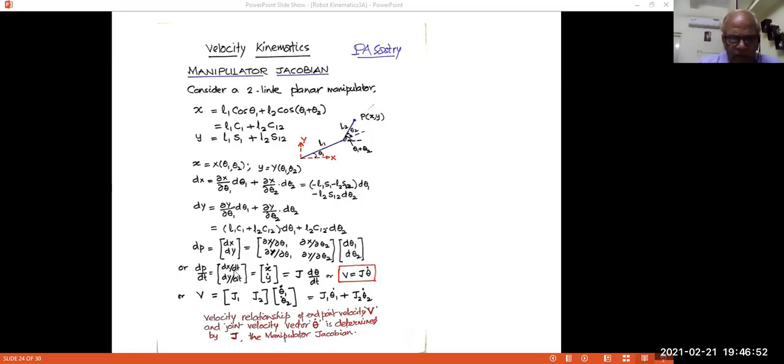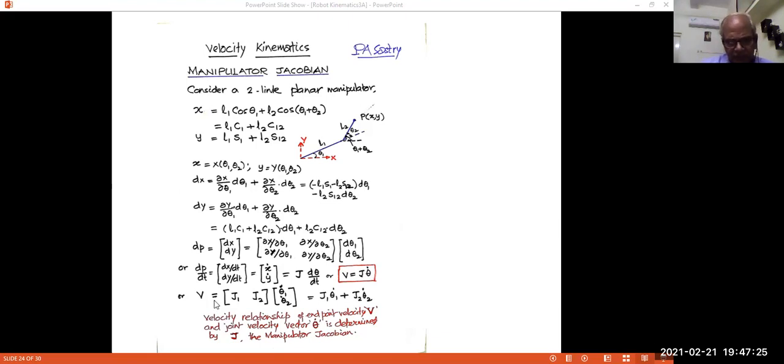Now you see that dx and dy are both related to d theta 1 and d theta 2 through this matrix, and this matrix is called the Jacobian. What is it doing? It is relating the joint velocities. You multiply the infinitesimal changes in joint angles with this matrix, and you get the changes at the end point in terms of x and y. You can call it dp to represent it as a single term.